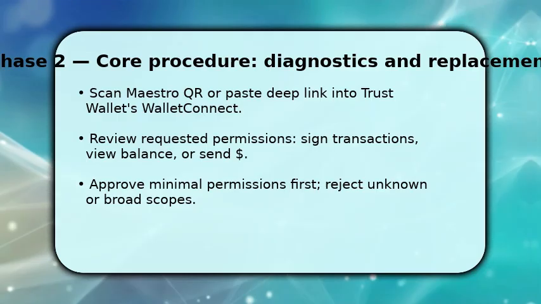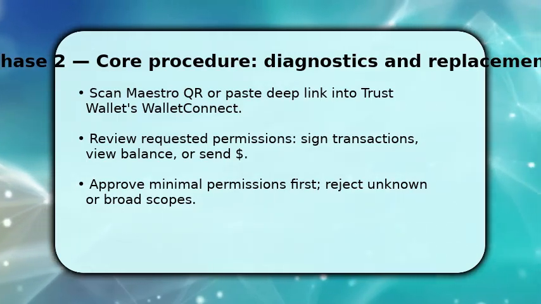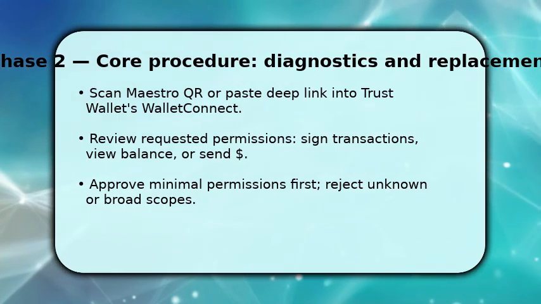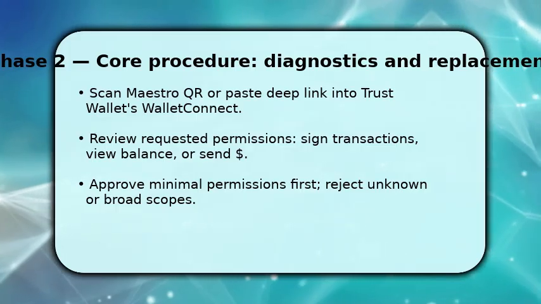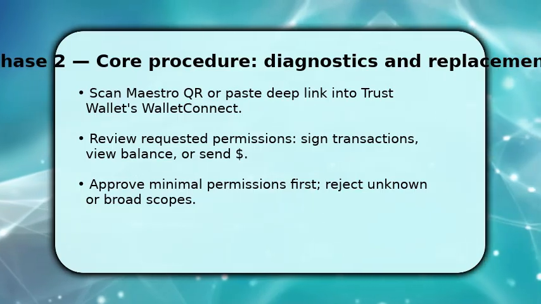You will see requested permissions. Make sure to read each one. Usually it asks to view your address and sign transactions. Approve only what Maestro needs to function. Once connected, the bot can propose actions but cannot withdraw without signatures.